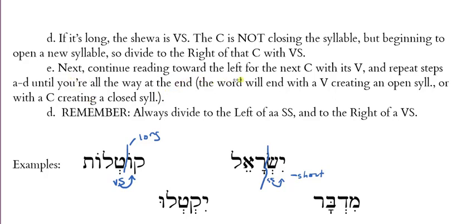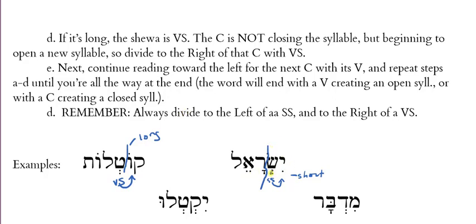Next, continue reading toward the left from the next consonant for the next consonant with its vowel, and repeat steps A through D until you're all the way to the end. And the word will either end with a vowel, creating an open syllable, or with a consonant, creating a closed syllable. So let's go back to our first word here.